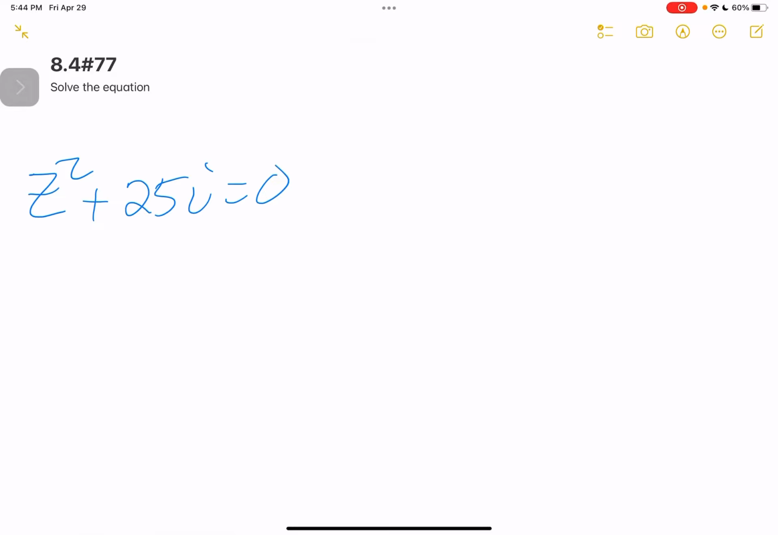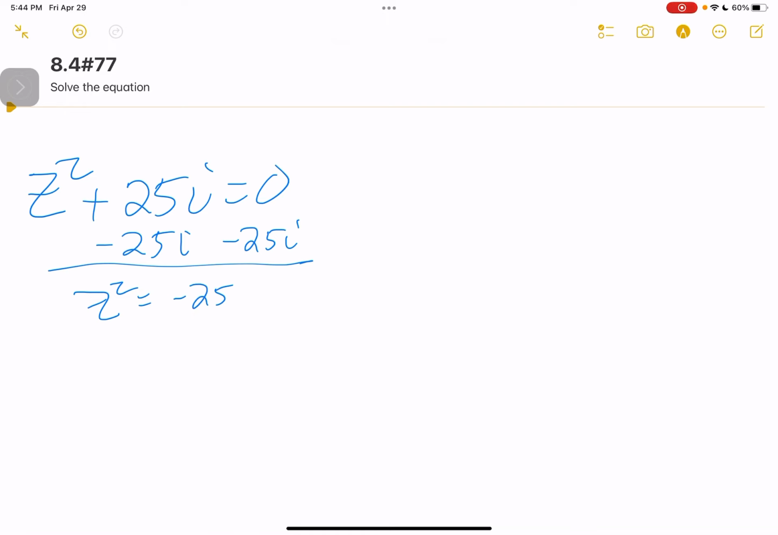This one says to solve the equation, this is 77 from 8.4. So we have z squared plus 25i equals 0. So if we subtract 25i from both sides, we have z squared equals negative 25i.